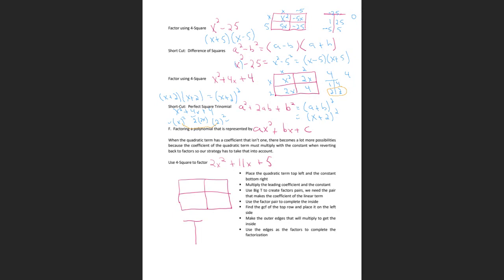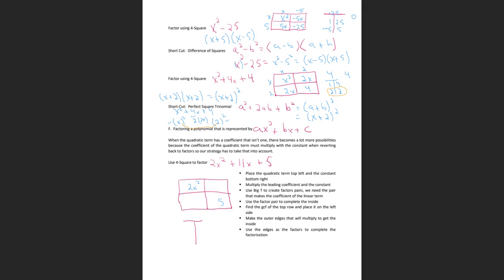Let's see if I can get where I can see it. So when I use Foursquare, the strategy starts the same. The quadratic term still goes in the top left. So 2x squared still goes there, and the constant still goes here. So place the quadratic term in the top left and the constant in the bottom right.